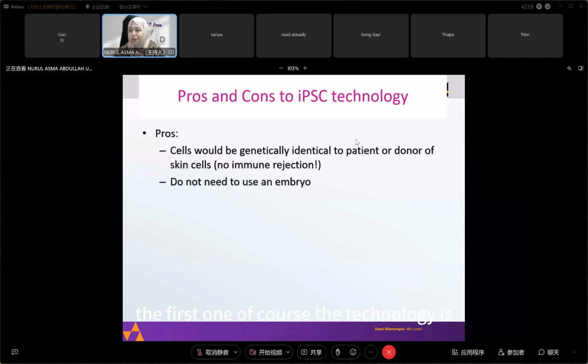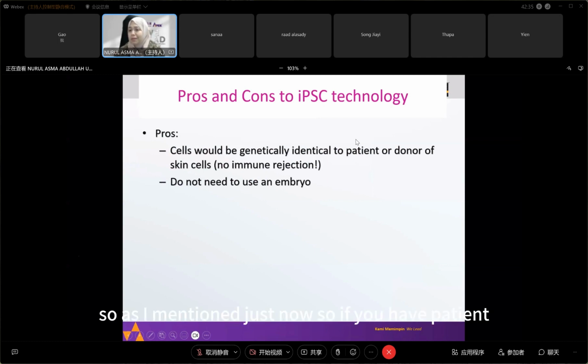The first one, of course, is that the technology is expensive, because you have to maintain and induce them with the help of the transcription factors. So you have to do the treatments, meaning that it requires more cost compared to the natural stem cells. The pro is basically that the cells will be genetically identical to the patient or donor of the skin.